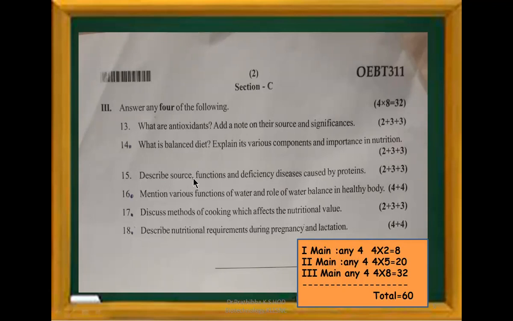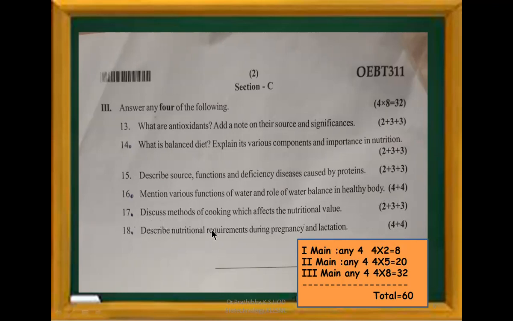Then describe sources, functions, and deficiency diseases caused by proteins. Here, for describing the sources, you have 2 marks. Then functions, 3 marks. Then deficiency, 3 marks. So in total you are writing 8 marks for each question. Then mention various functions of water and the role of water balance in a healthy body. Here, 4 marks is for functions of water and 4 marks for water balance in a healthy body.